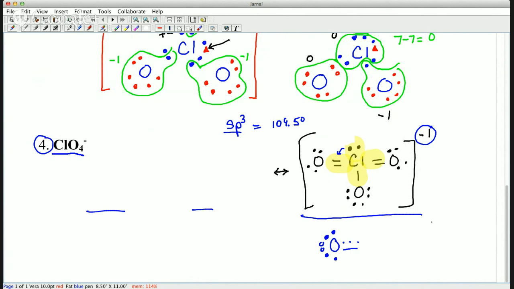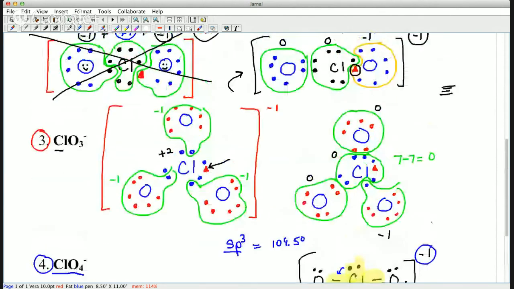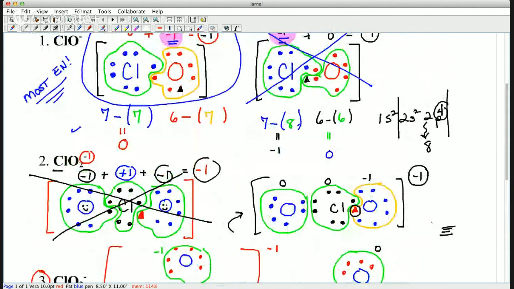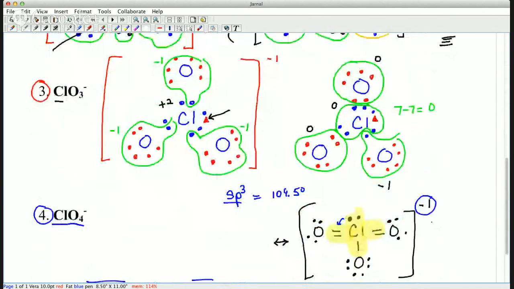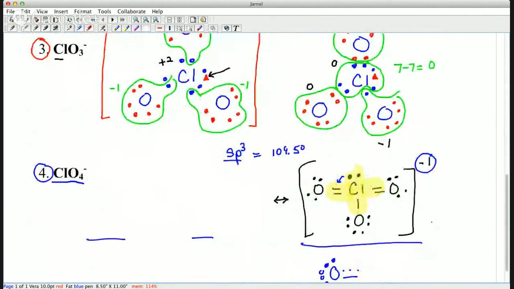The polarity of number 2, as someone asked me, is none. None applicable. They're all ions. Ions don't have any polarity. The entire structure is -1.